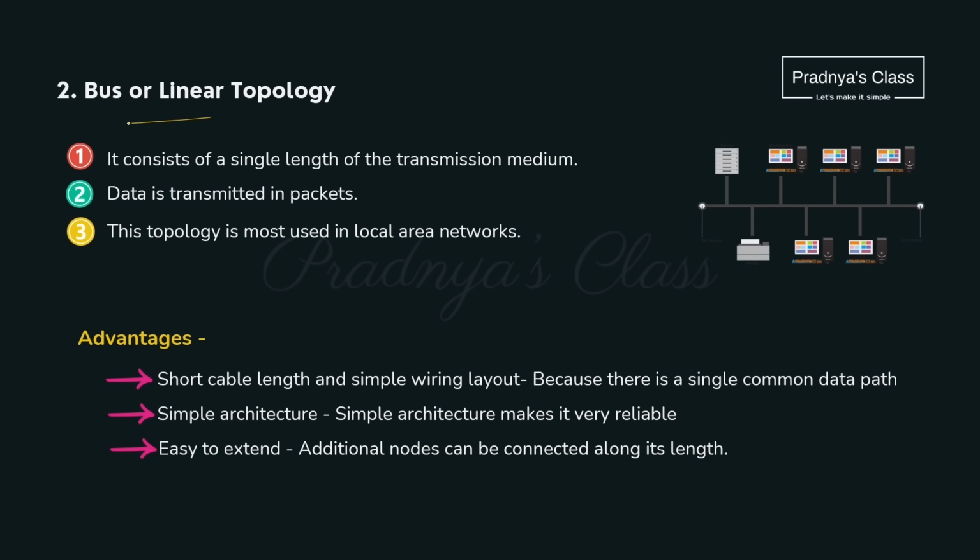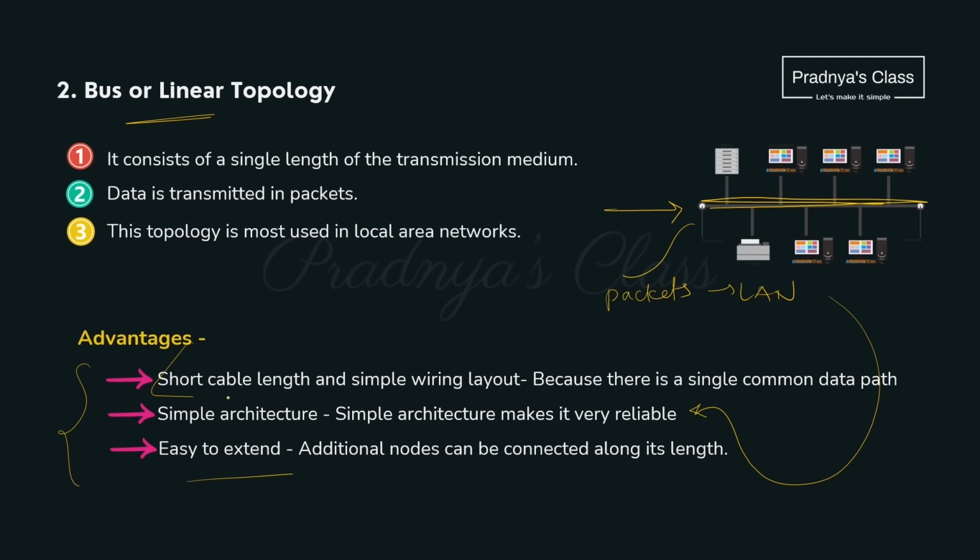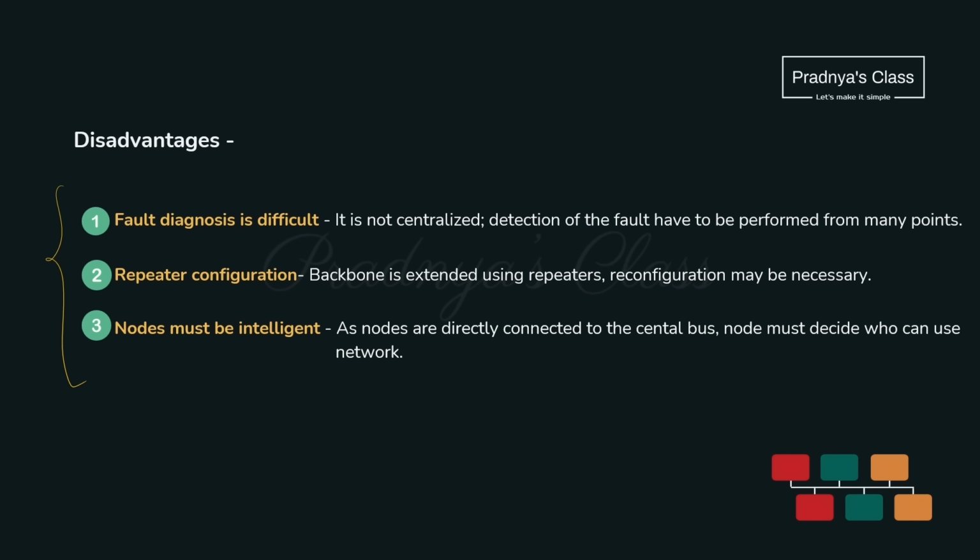Alright, let's move ahead to the second topology. It is bus topology. Here we will have a single length transmission medium. The data will get transmitted in the form of packets. Generally, it is used in LAN. What are the advantages then? It has a simple architecture. It is easy to extend and the cable length also will be short. It's time to discuss the disadvantages. If there is a fault, it is difficult to detect it.